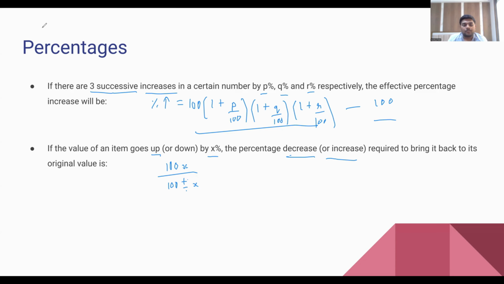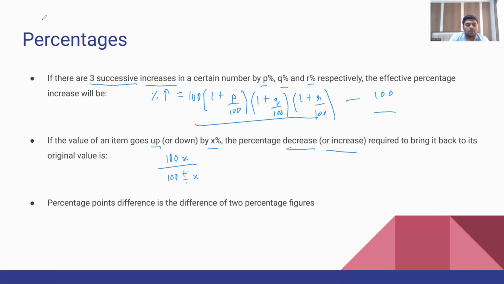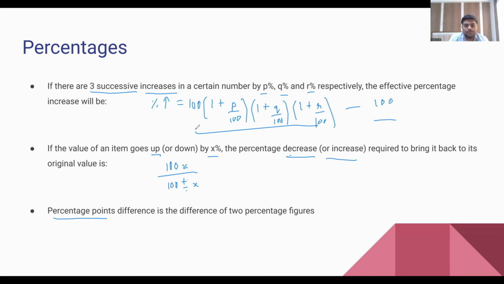Now, percentage points means this value, whatever we are getting. So for example, this value is in a percentage form, so it can be called a percentage point. So the difference of 2 percentage points is the difference of 2 percentage figures. So we will use these three things combined to solve the next question.